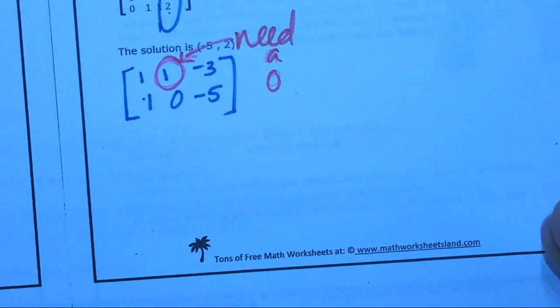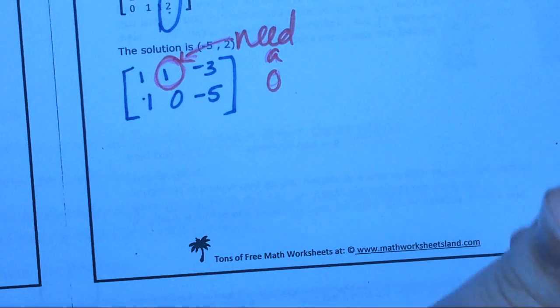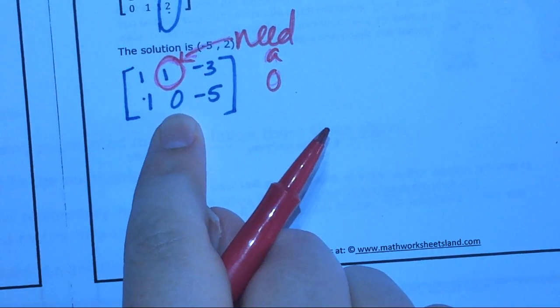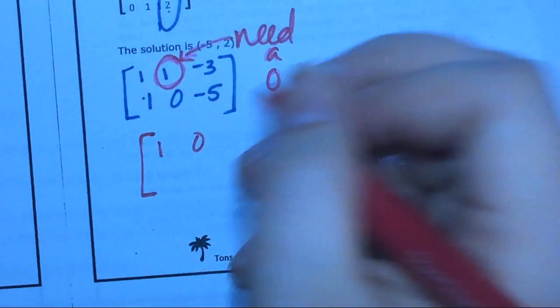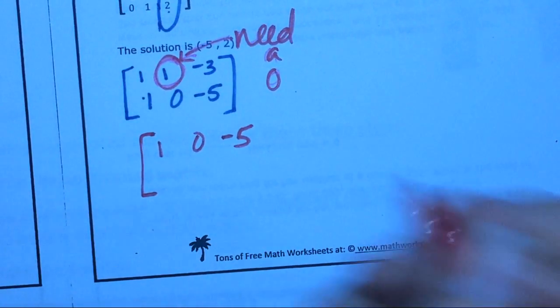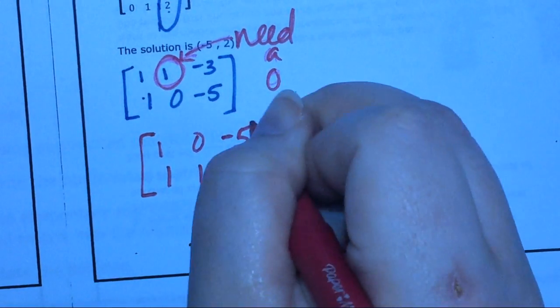Wouldn't the easiest thing to do right now be to swap 2 rows? Because isn't that second row already 1, 0 like we wanted? So why don't we swap them? So 1, 0, negative 5, 1, 1, negative 3.